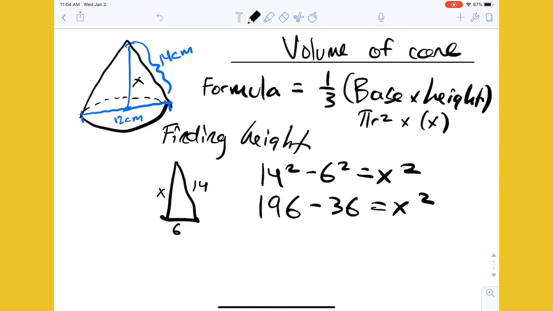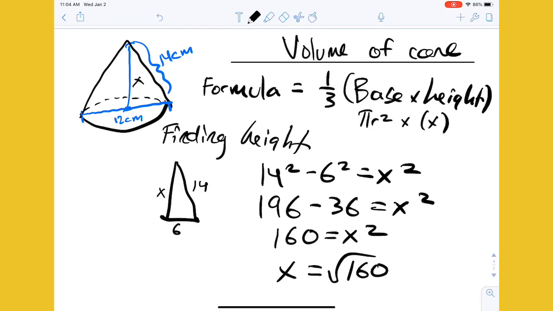So that means that 160 equals x squared, which means x equals the square root of 160. Let me see if that can be simplified. Square root of 160. No, we're going to leave it as the square root of 160. So the height is the square root of 160 centimeters.